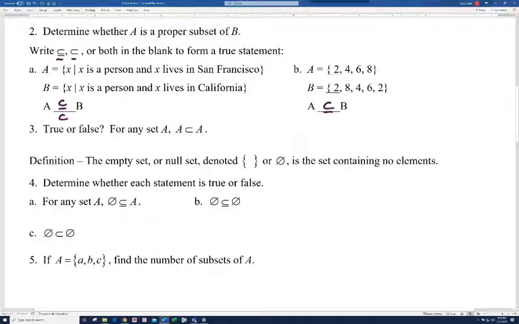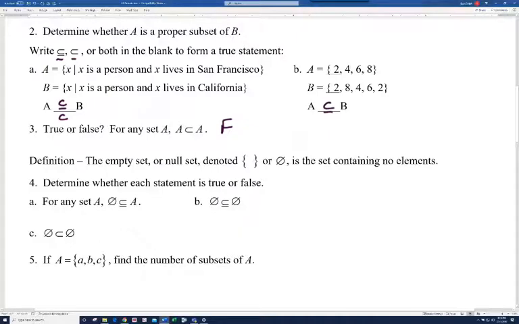All right, on number 3, it says true or false. For any set A, A is a proper subset of A. Well, we just said that the two sets can't be equal to be a proper subset. So this would be false. We can say that A is a subset of A, but we cannot say that A is a proper subset of A because they're equal.